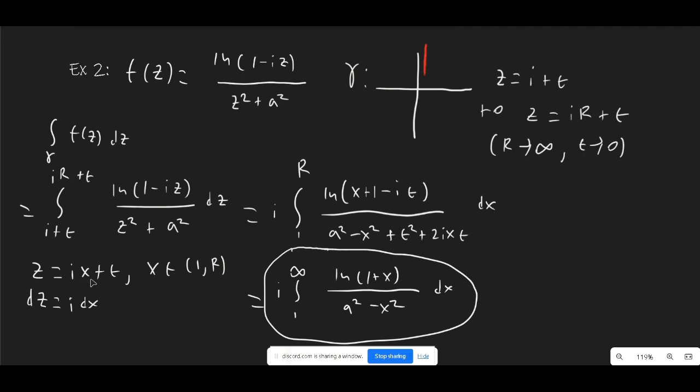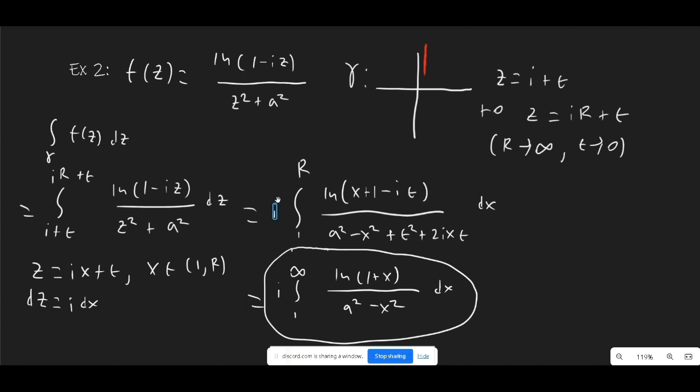Now if you were able to figure that out, you would have found that z equals ix plus epsilon, where x is going to go between 1 and r. And the reason we're making this substitution is, as you can see, we have i plus epsilon, ir plus epsilon, that's i times some number plus epsilon, where that number is real, right? So that's the substitution we're going to make.